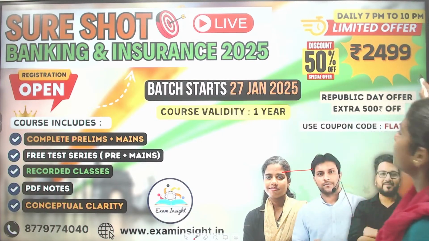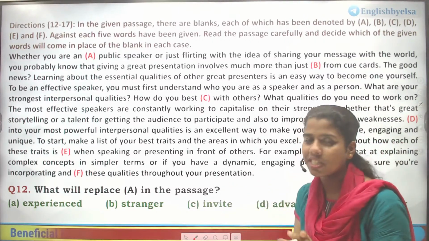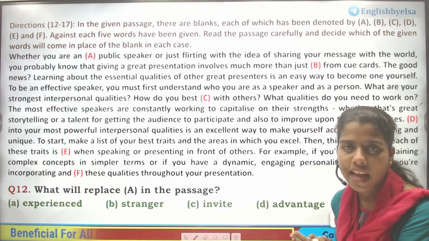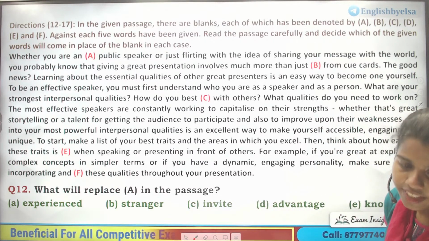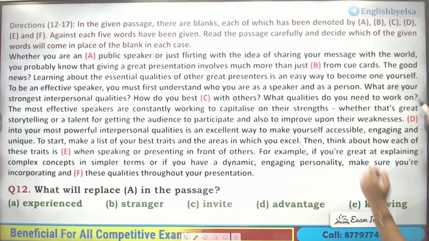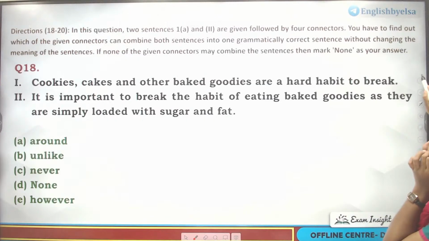Moving ahead, what is the next type of question or the next set of questions? You can see the blanks. That means it is a question of closed test, right? I can see 12 to 17. That means till question number 17 I can skip.